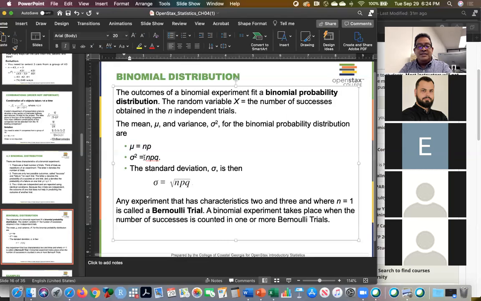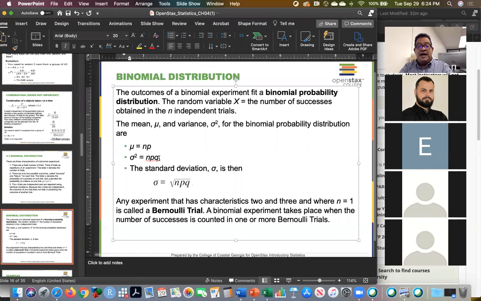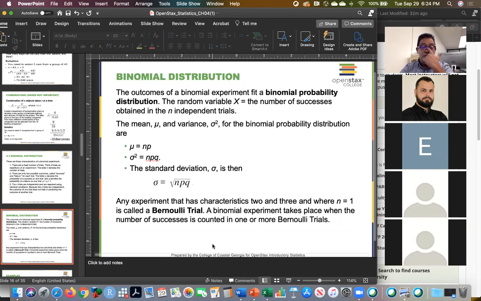And to find the variance, we multiply the sample size times the probability of success times the probability of failure. And of course, if I take the square root of this, I'm going to have what is called the standard deviation. This standard deviation is a value that we want to find for our computations.